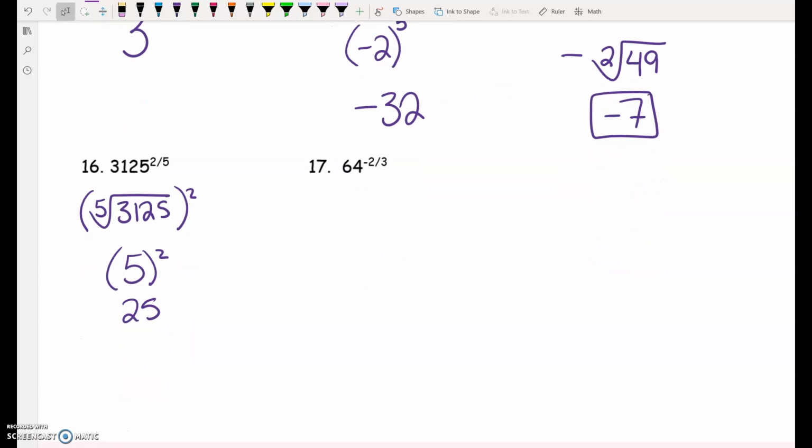Okay, number 17 is a little bit weird because there's a negative. This just means 1 over 64 to the 2/3, which means it's 1 over the 3rd root of 64 squared. Ignore the 1 over, just do this stuff on the bottom. So on your own, do the stuff on the bottom.